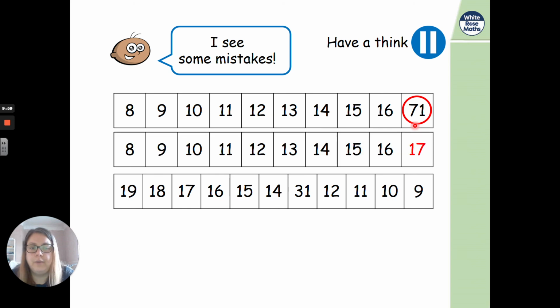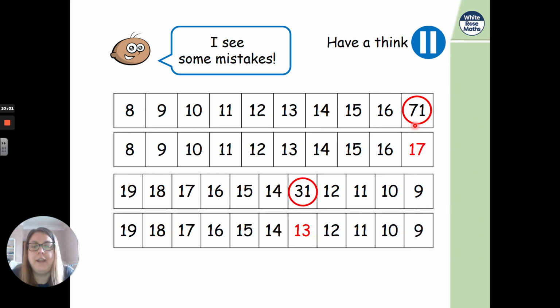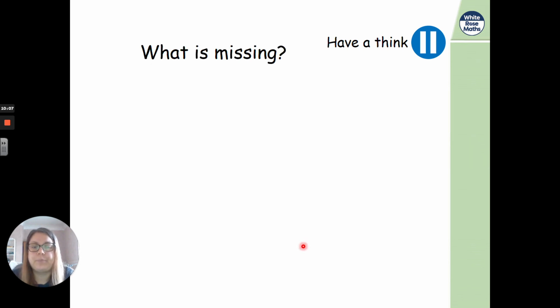So let's have a look at the next one then. So there it should be 17. And here we've written 31 instead of 13. So well done if you spotted that.